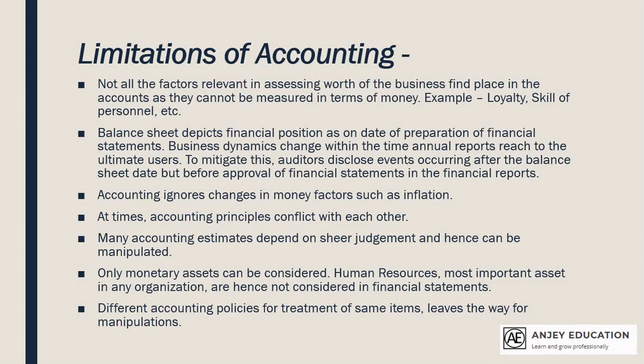Certain accounting estimates depend on the sheer personal judgment of the accountant. For example, provision for doubtful debt, method of depreciation adopted, recording certain expenditure as revenue or capital expenditure, selection of method of valuation of inventories, and the list is quite long. This leaves a way for manipulation in accounts. Financial statements consider only those assets which can be expressed in monetary terms. Human resources, although a very important asset of the enterprise, do not find place in the balance sheet.